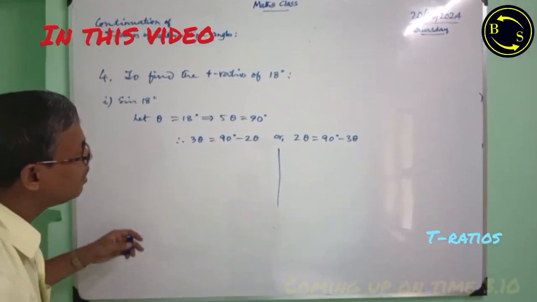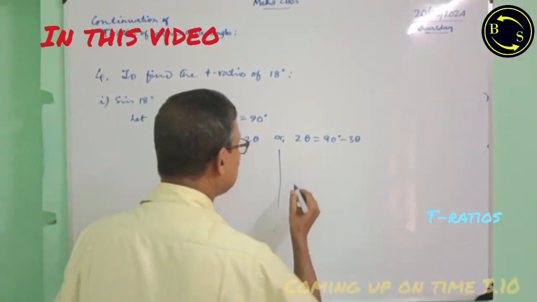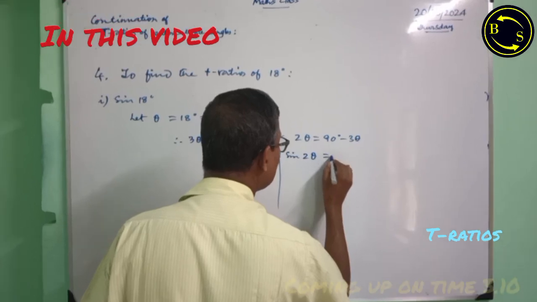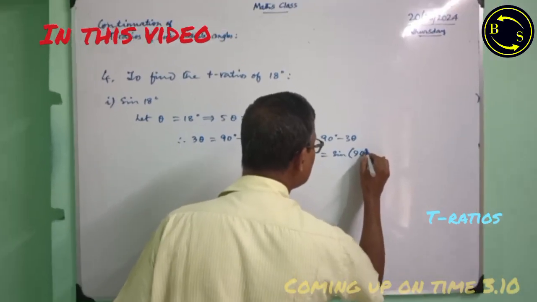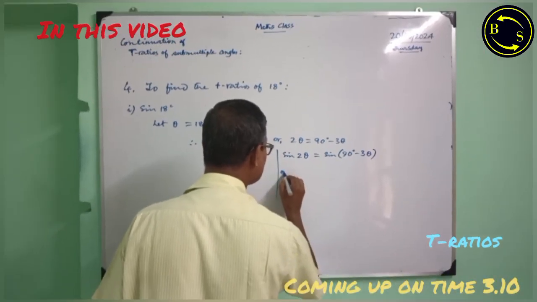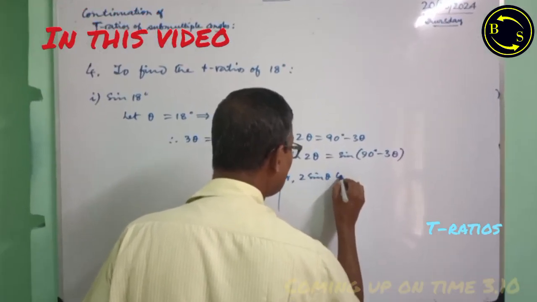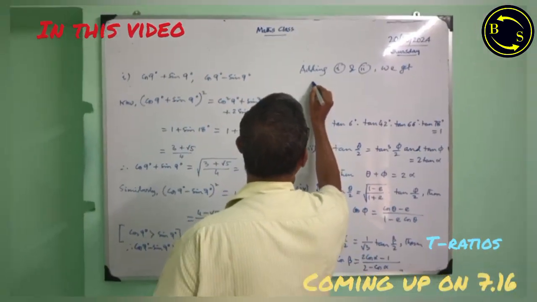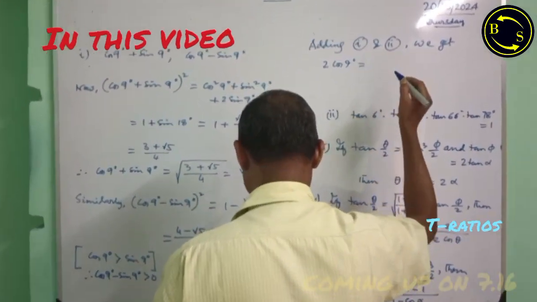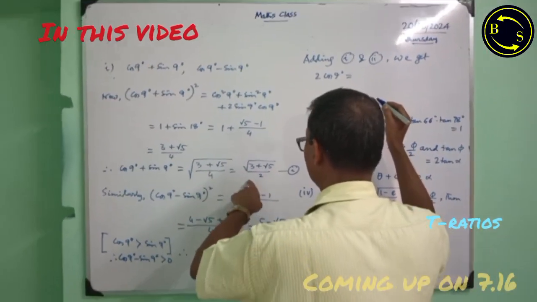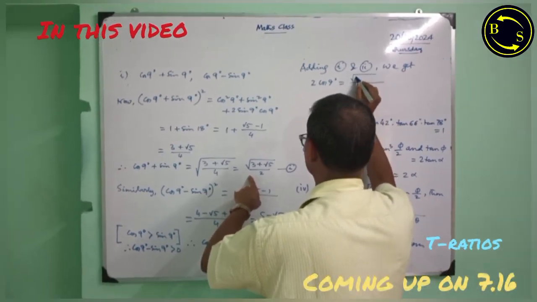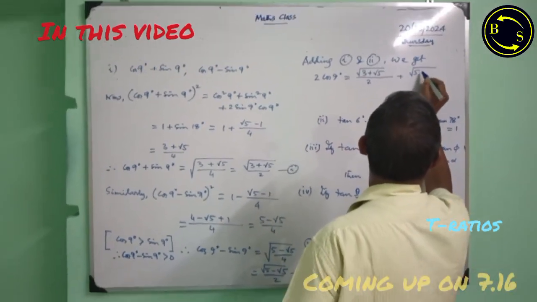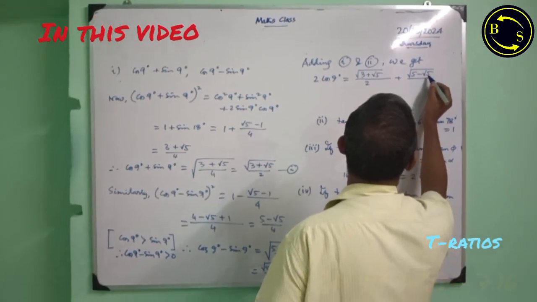We can approach from both. Here I am considering this one: sine 2 theta will be equal to sine of 90 degree minus 3 theta, from which we get 2 sine theta cos theta is equal to cos of 3 theta. 2 times cos 9 degree, that is equal to root over 3 plus root 5 by 2 plus root over 5 minus root 5 by 2.